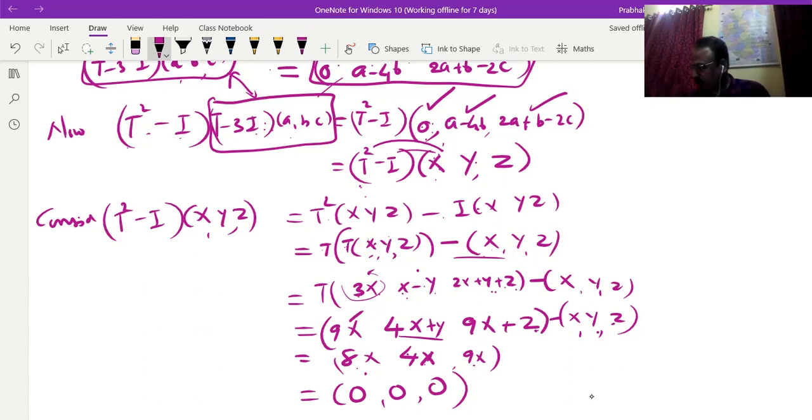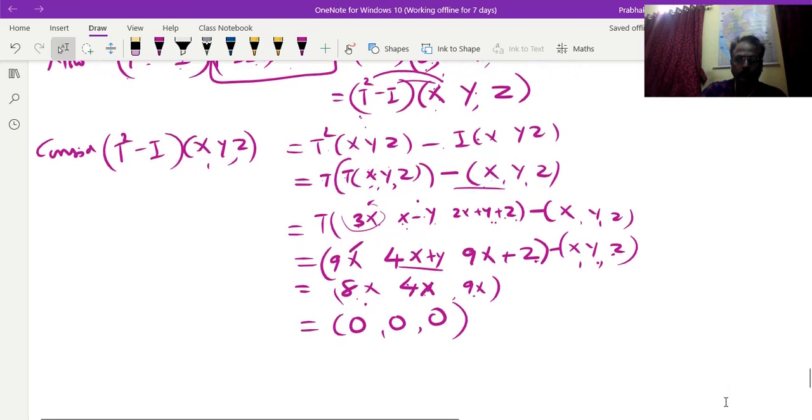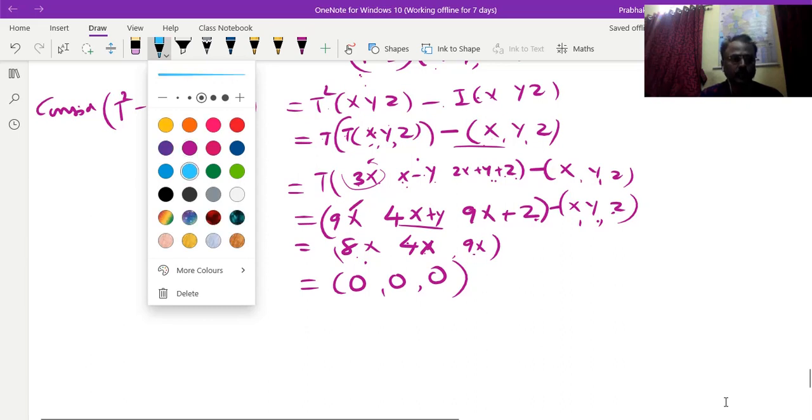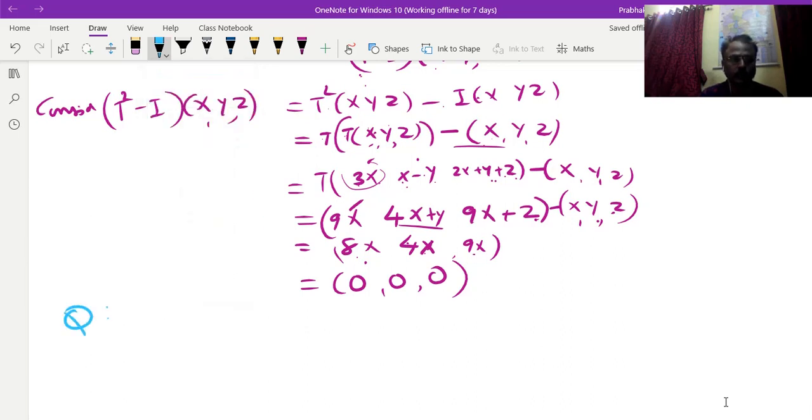So we shall go with one more type of example. We are in the algebra of a linear transformation. Next, one more simple but quite often asked question. Suppose you are asked to prove a question like this. Let T1, T2 be linear operators. A linear operator is a linear transformation from the same dimension to the same dimension, T from R square to R square, T from R cube to R cube.